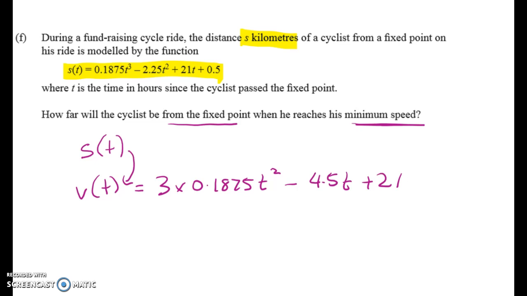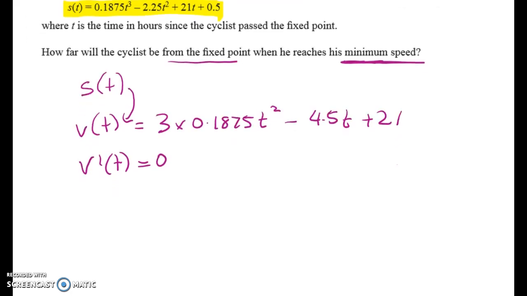So that's my function for speed, but we want to find the minimum speed. To minimize something, we differentiate and we set that equal to 0. So what we're trying to do is find when v dash of t is equal to 0, and we know that's the same as the acceleration function. We can write it either way: v dash of t, or a of t.